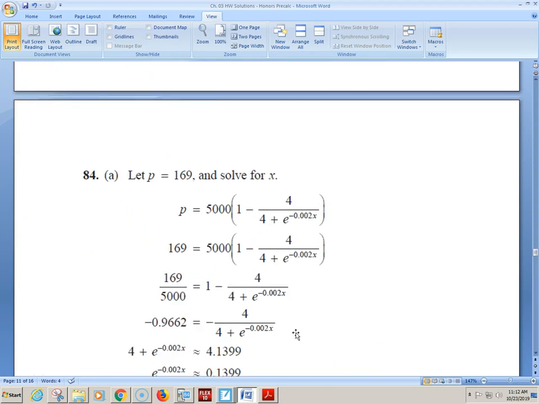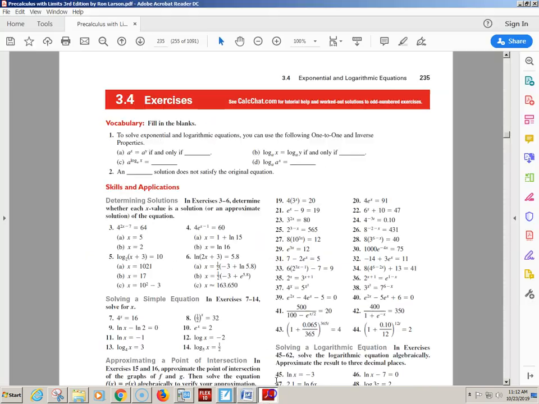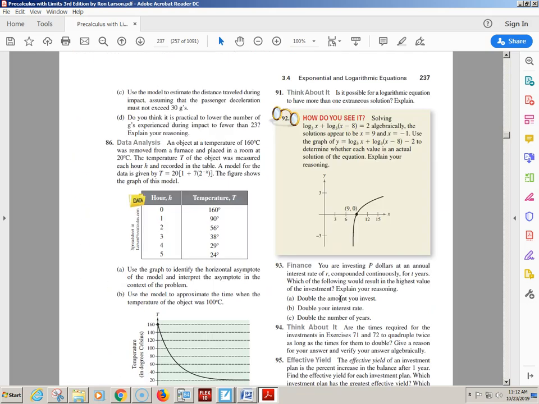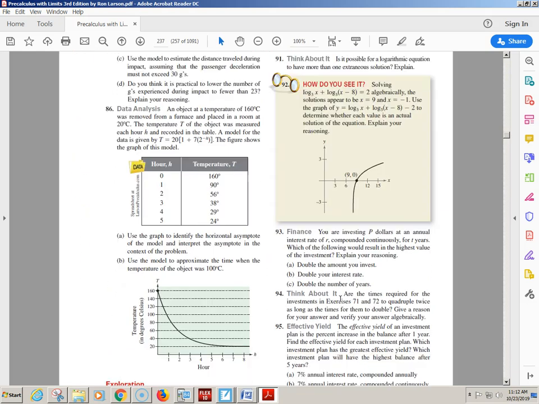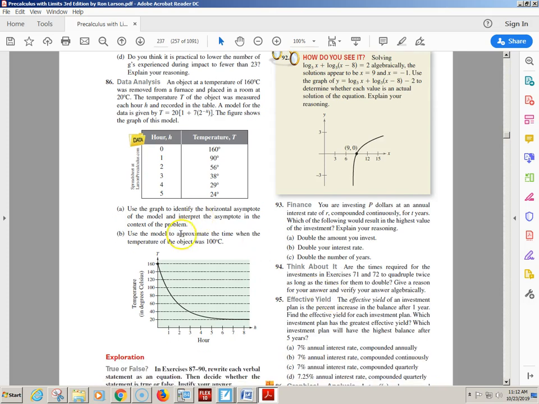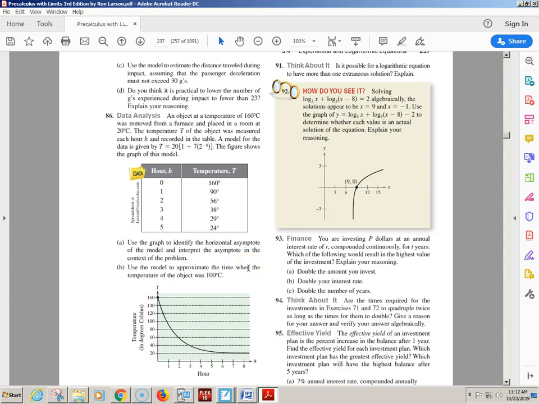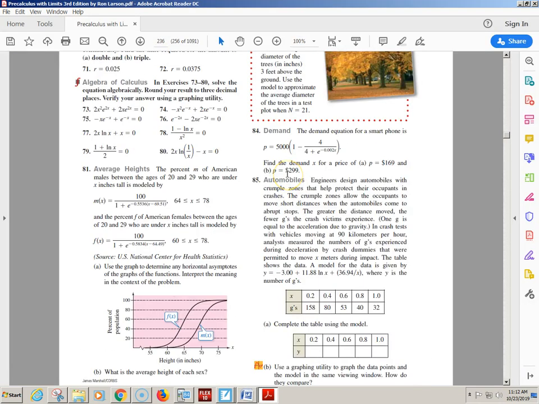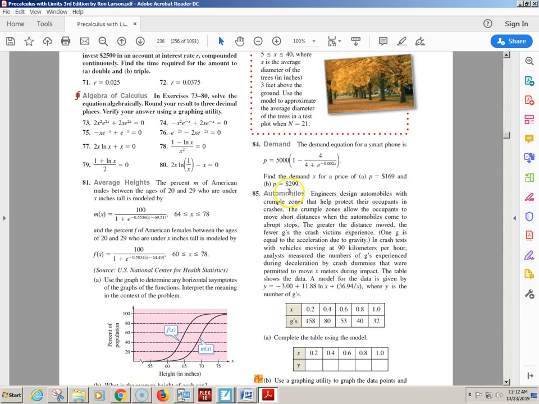Wait, was there just an A? No, there had to be more. Oh, stink. What was B? Was it like a 299? Use the model to... Oh, this one's... Oh, no, that's not... What number is this? 84. Oh, 84. I'm looking at 86. Lo siento. Here we go. Oh, you're doing the exact same thing just with 299. Sorry, guys. I didn't copy it.